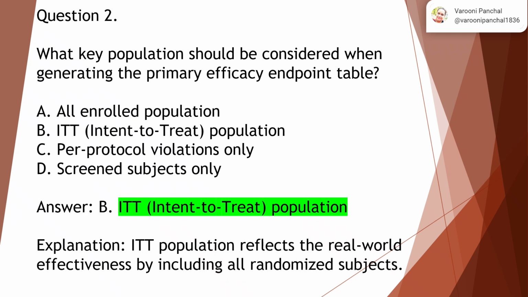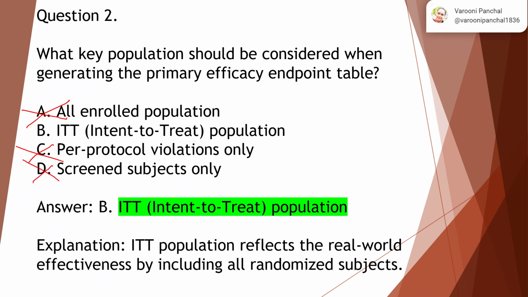Question 2. What key population should be considered when generating the primary efficacy endpoint table? Now option A says all enrolled population. No. Option C says per protocol violations only. No. Option D says screened subjects only. Now, you cannot do the efficacy analysis table for the screened subjects. So this is not the right answer.